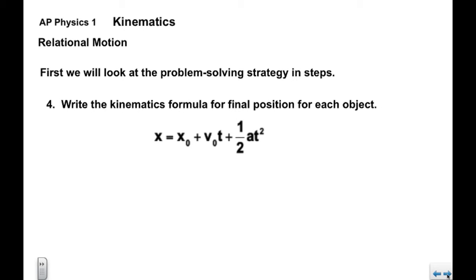Step 4, write the kinematics formula for the final position for each object. So again, we're familiar with this formula already. Final position equals x naught plus v naught t plus 1/2 a t squared. We're going to write that for each object, and then we combine the two equations somehow, solve the system of equations for x or t or both.